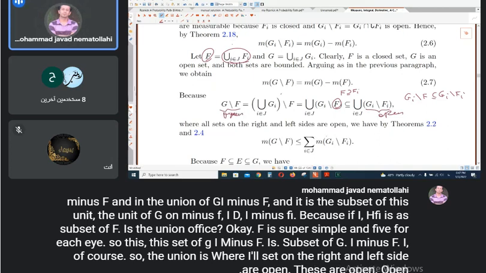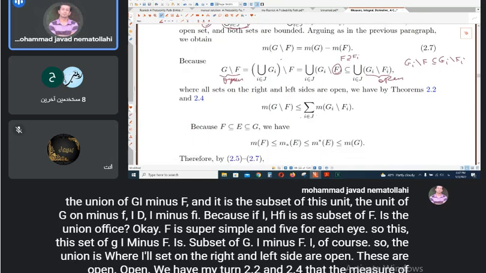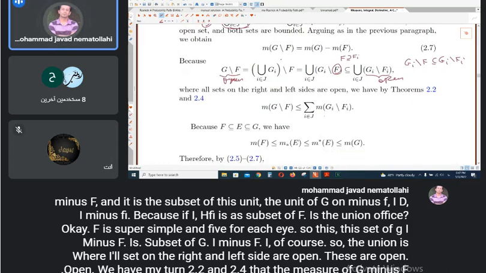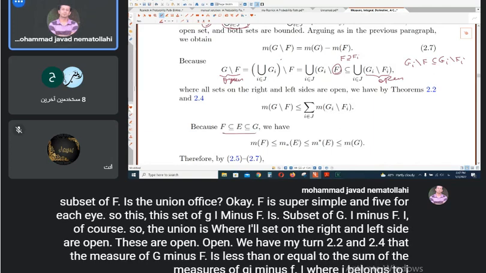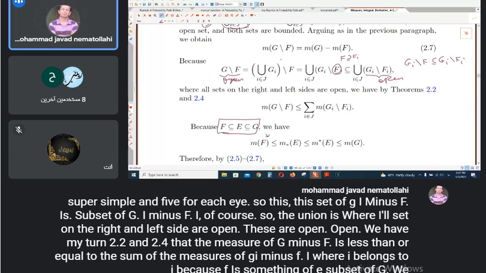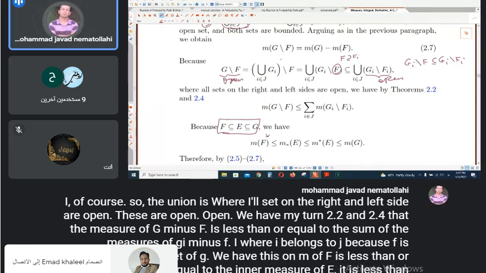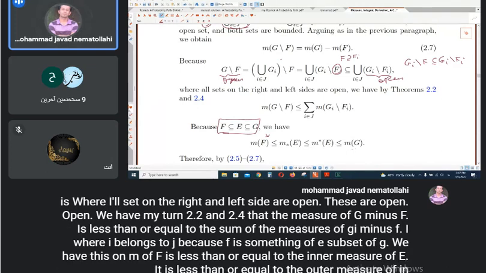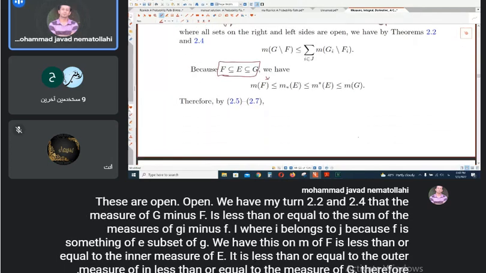We have by theorem 2.2 and 2.4 that the measure of G minus F is less than or equal to the sum of the measures of Gi minus Fi, where i belongs to J, because F is a subset of E, a subset of G. We have this one: m of F is less than or equal to the inner measure of E, which is less than or equal to the outer measure of E, and it is less than or equal to the measure of G.